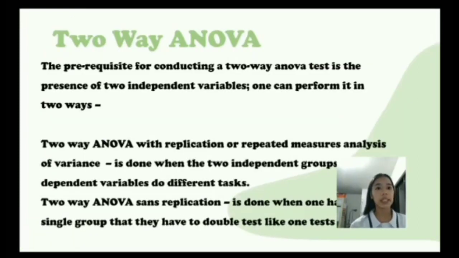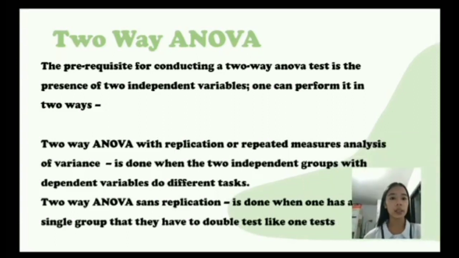Two-way ANOVA. The prerequisite for conducting a two-way ANOVA test is the presence of two independent variables. One can perform it in two ways. Two-way ANOVA with replication, or repeated measures analysis of variance, is done when two independent groups, dependent variables, do different tasks. Two-way ANOVA without replication is done when one has a single group that they have to double test, like one test.